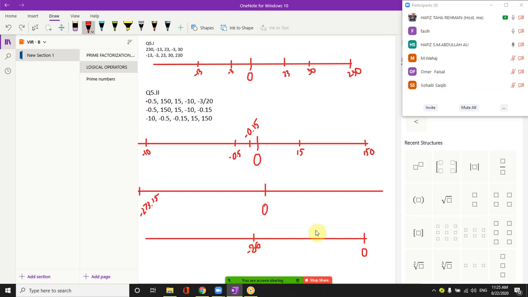Yes. Okay? If I ask you to draw a positive number line, it means you need to draw a line which must have only positive values. If I ask you to draw a negative number line, it means you must draw a line that must have only negative values. Got it?